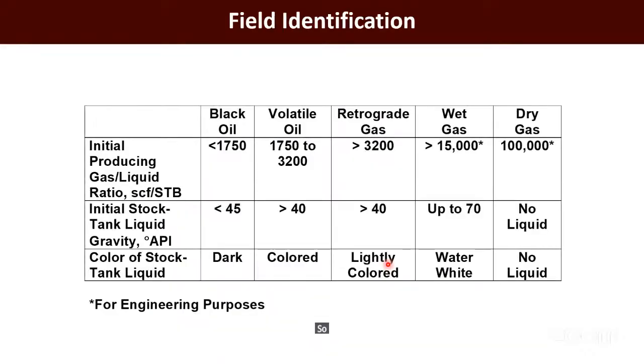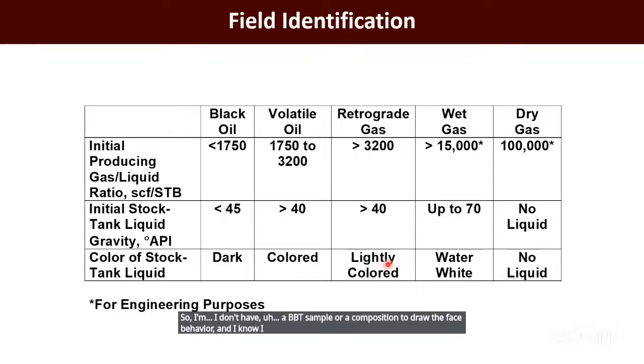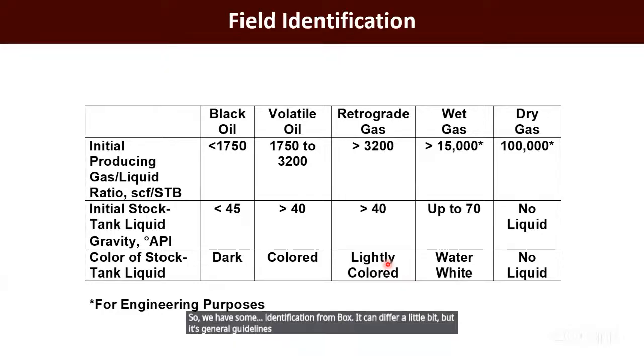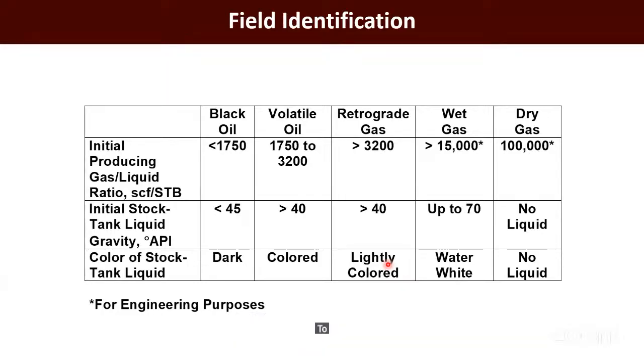So I don't have a PVT sample or a composition to draw the phase behavior, and I need to know from the field parameters what reservoir fluid I am dealing with. So we have some identification guidelines from books. They can differ a little bit, but they are general guidelines that can help you identify the fluid that you have.